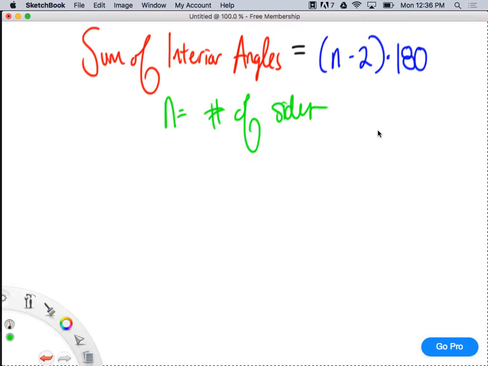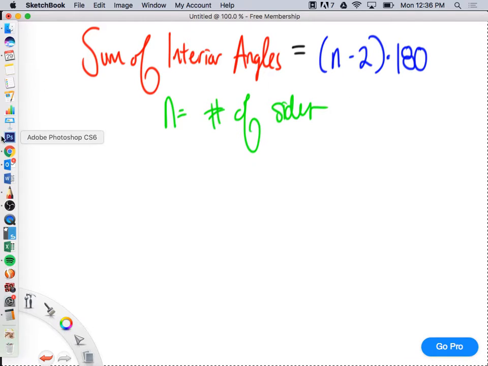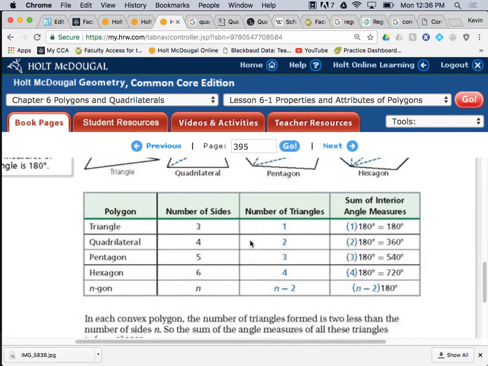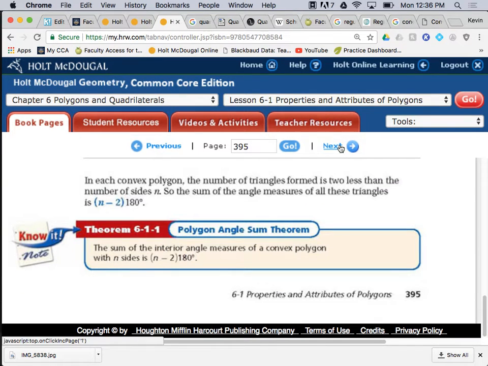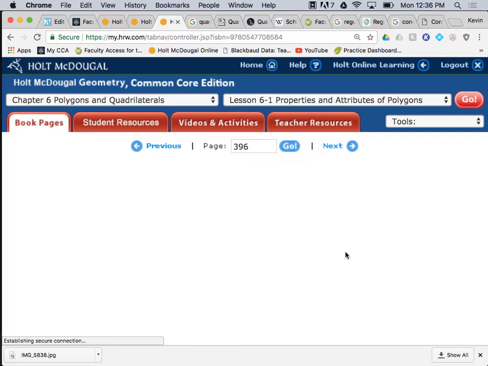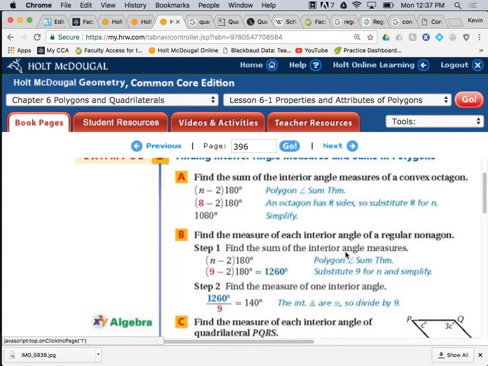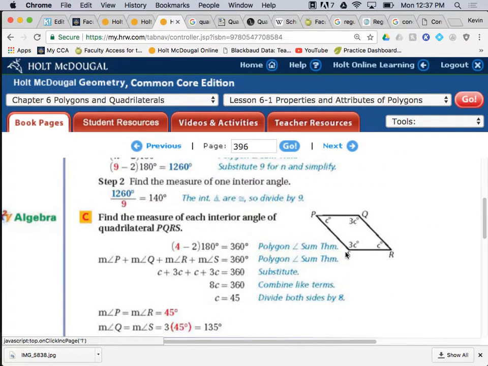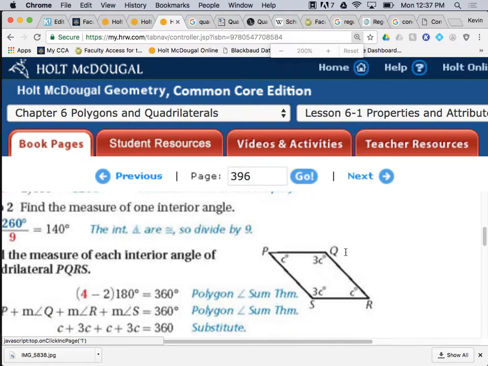Okay, any questions? All right. So how can we solve a problem with something like this? How can we solve a problem with something like this? Well, what about if I ask you something like this here?